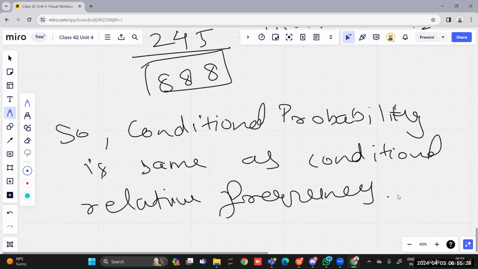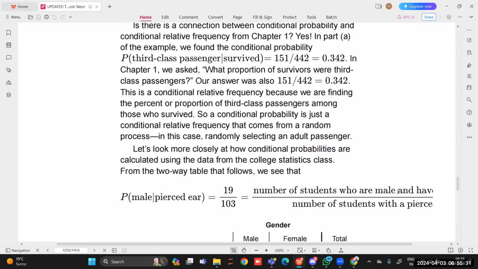And understood. So relating those two. So in this case, randomly selecting an adult passenger. Let's look more closely at how conditional probabilities are calculated using the data from the college statistics class from the two-way table, which shows the following.